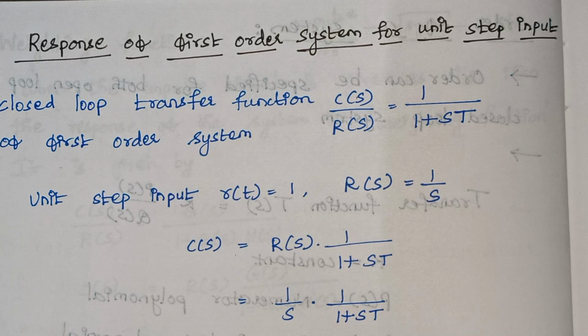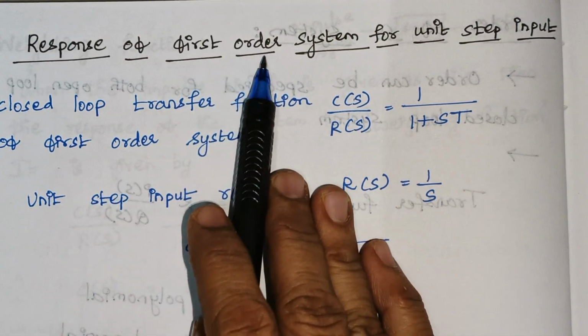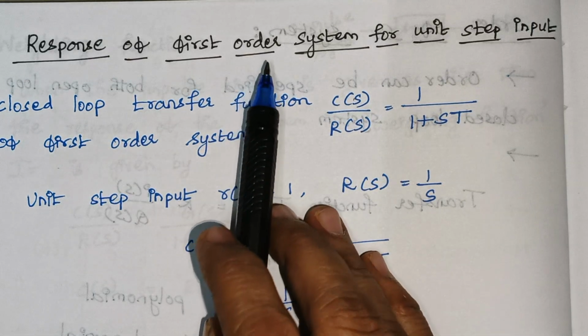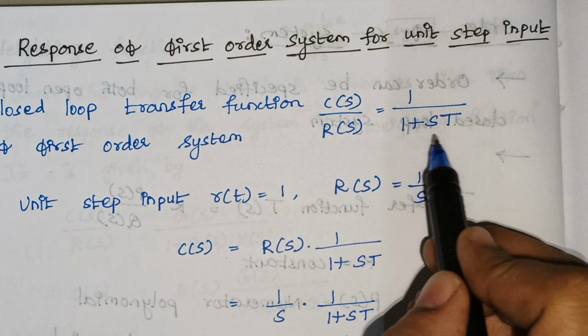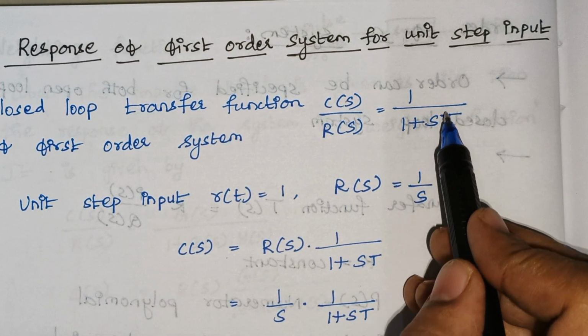Today we are going to discuss the response of a first order system for unit step input. So what is a first order system? It is a system whose denominator polynomial has the maximum power of 1. For example, this is a first order system. Here you see the maximum power of s is 1.